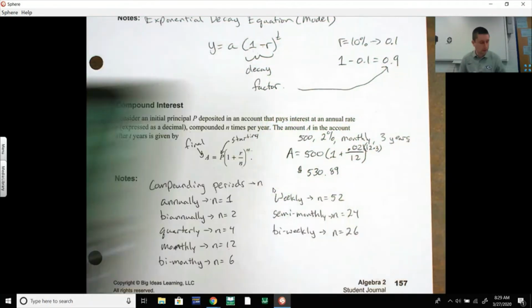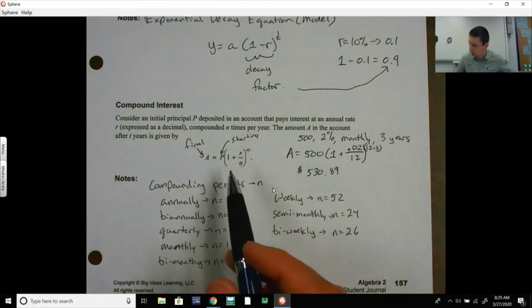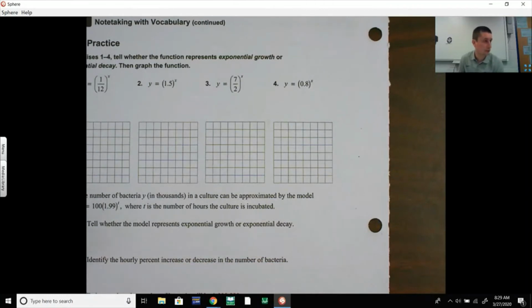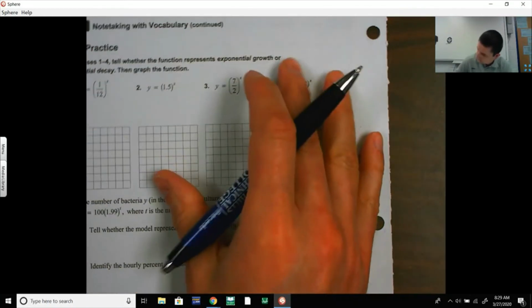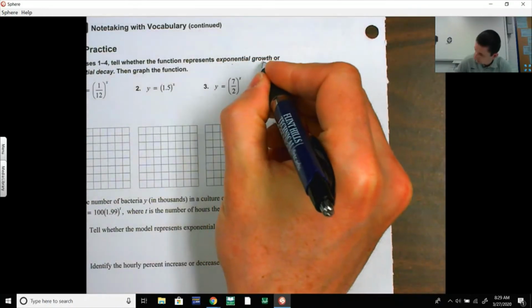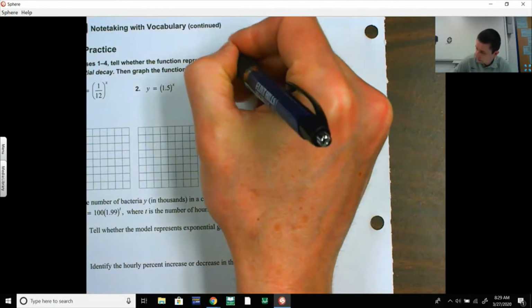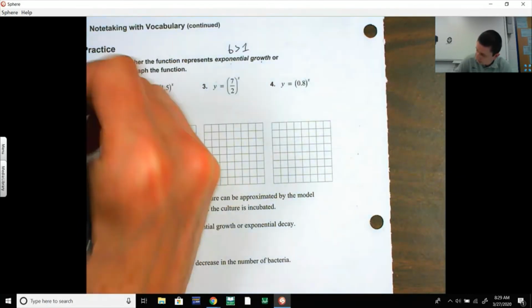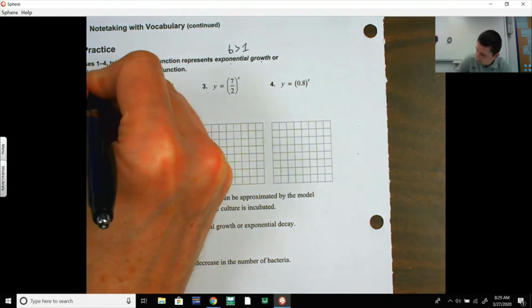So those three formulas are good to know: compound interest, exponential decay, and exponential growth. Your questions: you have the plug-in ones. The next sets ask whether the function is a growth or decay, and then to identify the graph of the function. Tell whether the function represents exponential growth or exponential decay. You're looking for the b value. Growth is if your base value is greater than 1. Decay is if it's between 0 and 1.